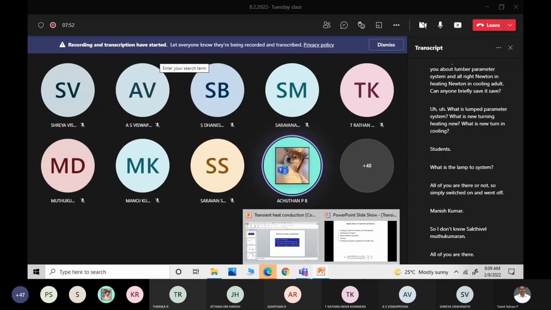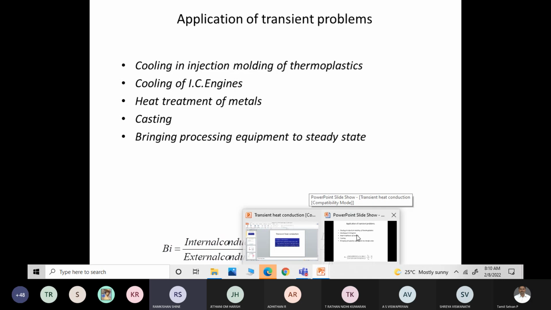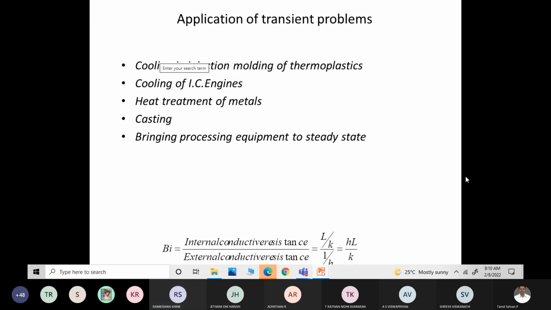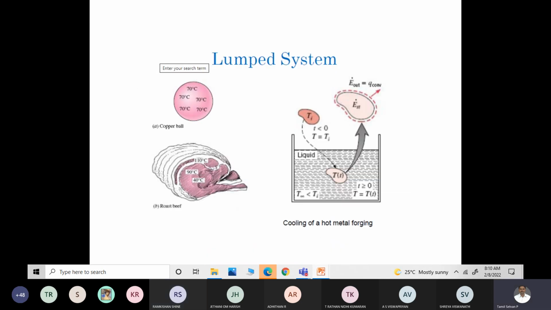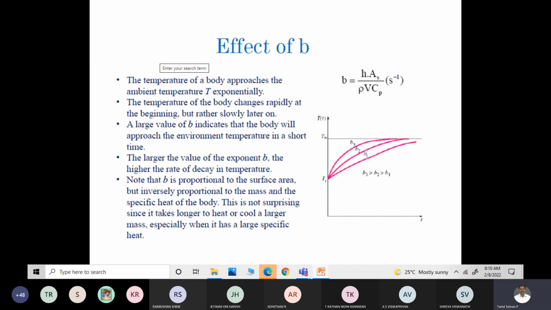Manoj Kumar: It's the method used for the analysis of transient heat transfer systems. Okay. What is a lumped parameter system or lumped system? What is Newtonian heating? What is Newtonian cooling?